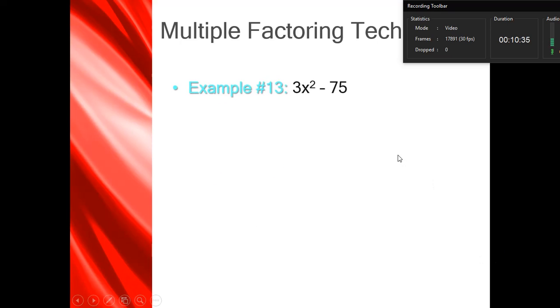Number 13, pull the greatest common factor. What I'm looking at in this binomial are 2 perfect squares, which means I can break them down into 2 identical factors. So we have x plus 5 and x minus 5.